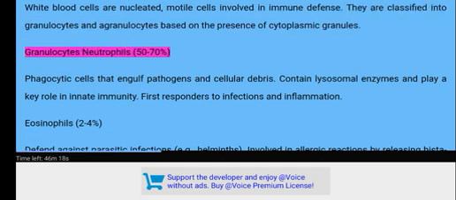Granulocytes. Neutrophils, 50-70%. Phagocytic cells that engulf pathogens and cellular debris. Contain lysosomal enzymes and play a key role in innate immunity. First responders to infections and inflammation.